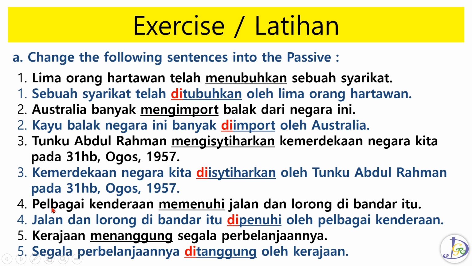4. Pelbagai kenderaan memenuhi jalan dan lorong di bandar itu. Various vehicles filling the road and lane in that city. Jalan dan lorong di bandar itu dipenuhi oleh pelbagai kenderaan. Roads and lanes in that city be filled by various vehicles.